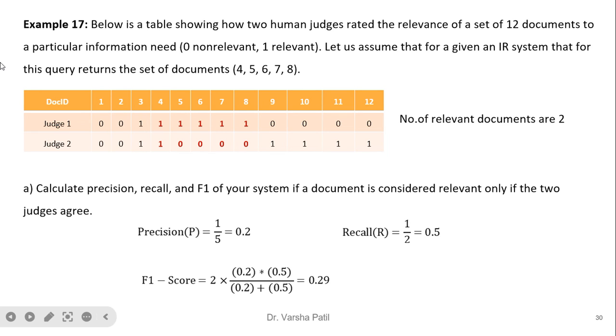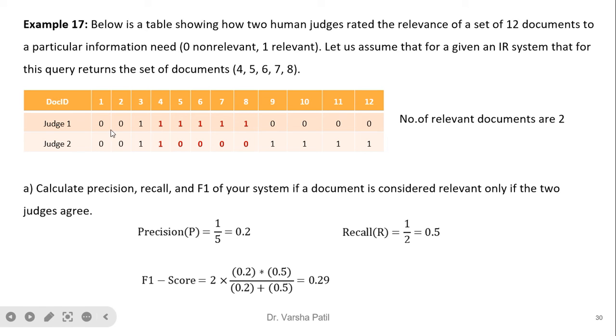Now 12 documents are given, and here judge 1 and judge 2 are used to determine whether a document is relevant or non-relevant for a given query. So we are using the decision of the two judges. Here 0 is non-relevant and 1 is relevant, and we assume in the first problem that a document is relevant only when both judges agree. We first need to find the total number of relevant documents present in the system, because it is needed to calculate the F1 score as well as recall.